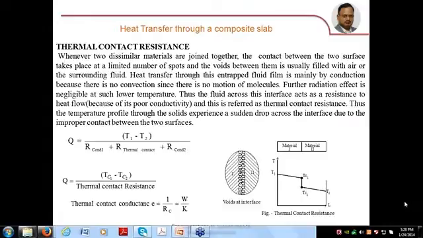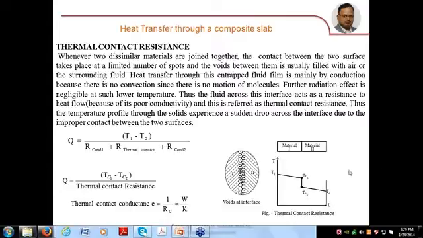So thank you. Coming back to the heat transfer through a composite slab. So far we have finished the conduction heat transfer through layers of slab, considering the series resistance or considering sometimes parallel heat flow and series heat flow, etc. And now we will see what is thermal contact resistance.